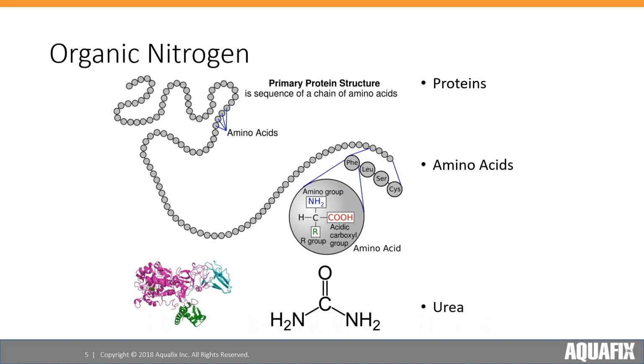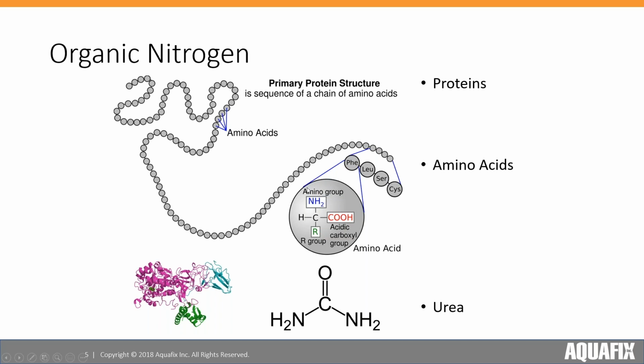Getting started, we'll look at what organic nitrogen is, and it mostly comes in through the influent in three forms: in the form of proteins, which are these long structures, they may be three-dimensional, free amino acids, and urea. Proteins, again, are these long chains of amino acids, and if you look at the protein molecule in the center of the screen here, it gets broken down, and you can see what the individual amino acid looks like. You see that there's the amino group here, which is where the nitrogen is held.